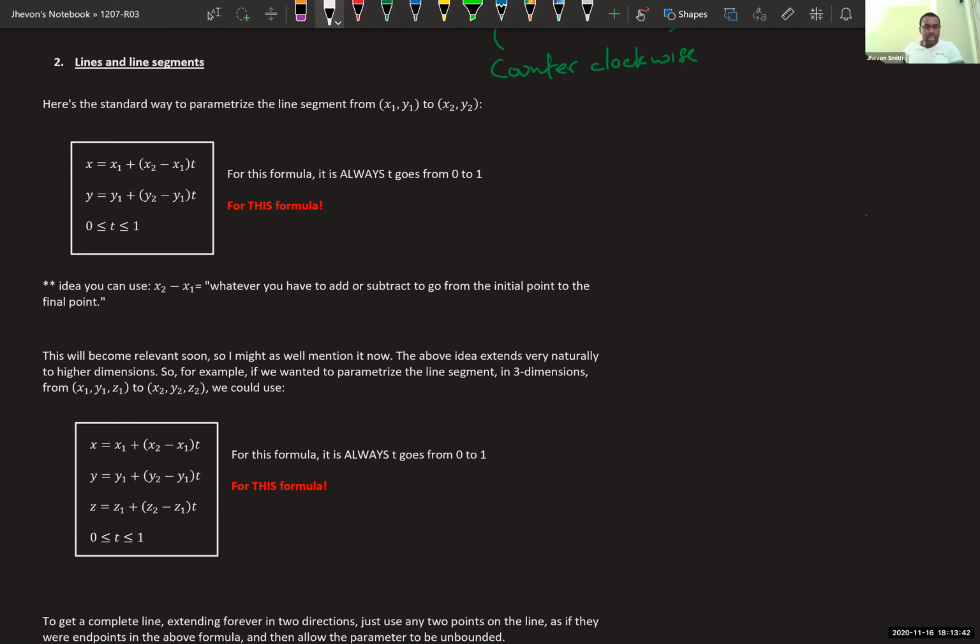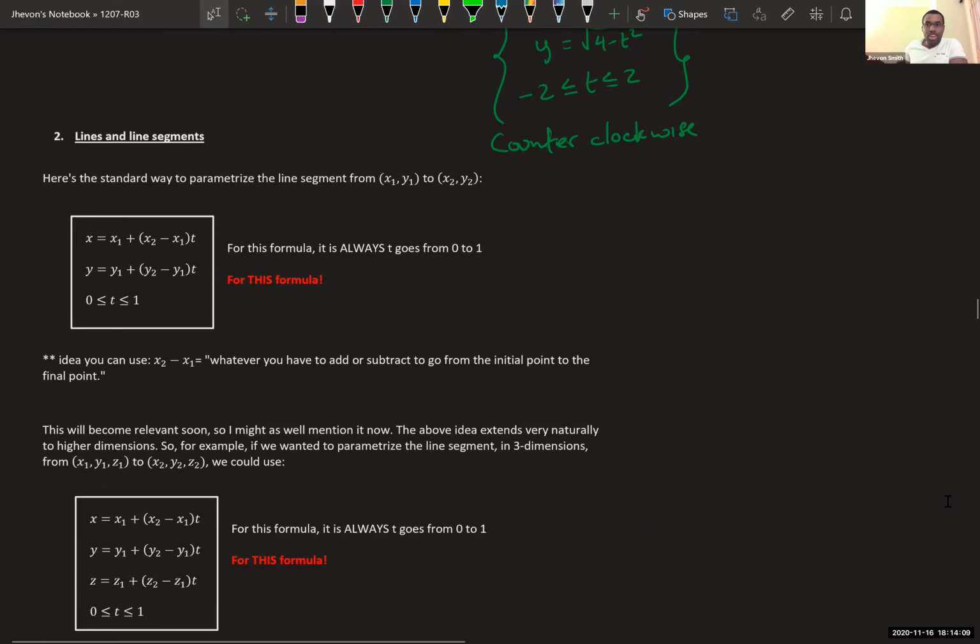So I showed you a standard way to parameterize a circle. It turns out that we have standard ways to parameterize line segments as well. And this is something that in multi-1, they might express a little bit differently. In multi-1, let me not even write it down. But here I'm taking things component-wise.